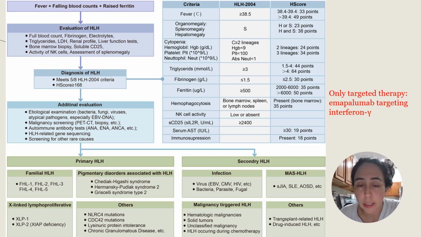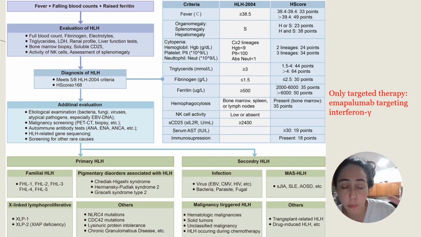But I also learned in this article that the only approved targeted therapy is called emapalumab, which targets interferon gamma. I don't know if you guys remember, but on the previous graph, interferon gamma was the one promoting the macrophages to produce all those interleukins. So if we block or target interferon gamma, the signal for the macrophages to produce all those interleukins for the cytokine storm is reduced or blocked. So that's the only approved therapy so far.